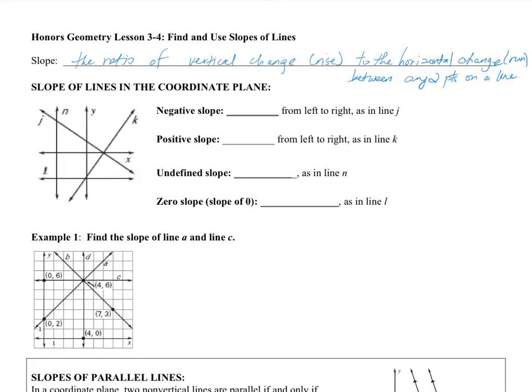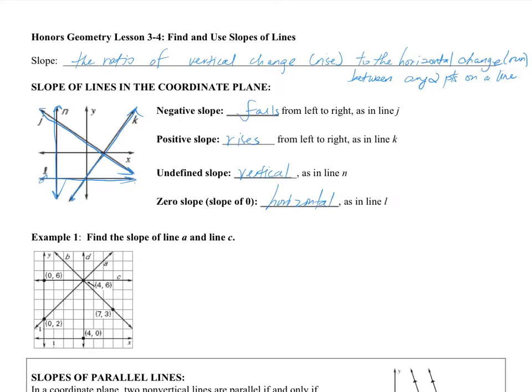The negative slope falls from left to right, as in line J. So from left to right. The positive slope rises from left to right, as in line K. The undefined slope is vertical, as in line N. And the zero slope is horizontal, as in line L.